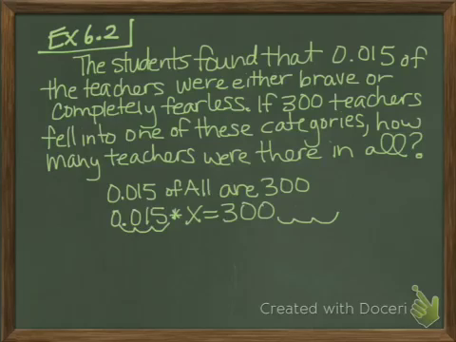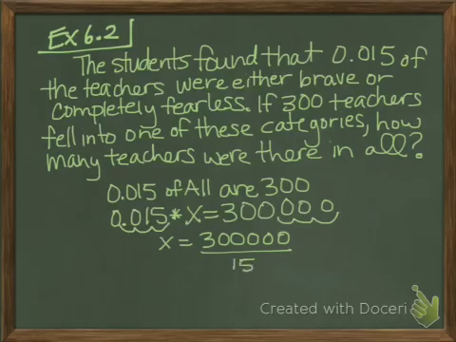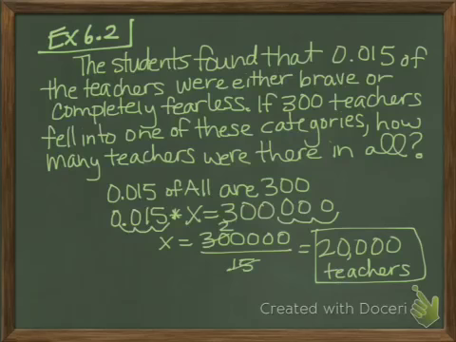And then we just, since we have 15,000ths, if we multiply both sides by 1,000, we end up having 15x is equal to 300,000. Then we do that division, 300,000 divided by 15. Well, 15 goes into 30 twice, so it goes into 300,000 20,000 times. So 20,000 teachers were the total number.